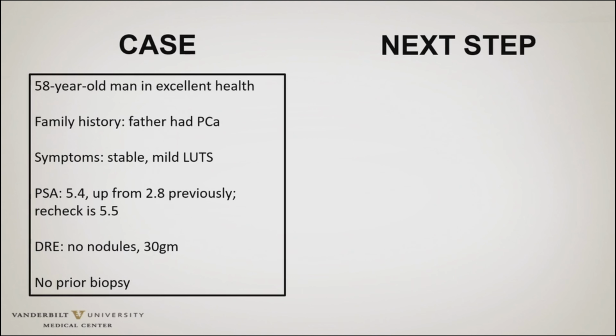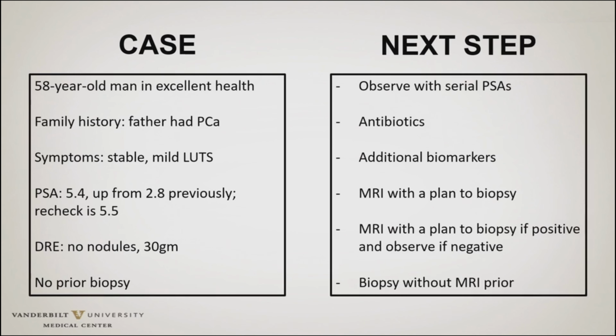Okay. A 58-year-old man in excellent health. His father had prostate cancer, non-lethal. He was treated. The patient has stable mild LUTS. His PSA bumped to 5.4, up from 2.8 previously. We rechecked it. Thank you, Dr. Egner. It was 5.5. Digital rectal exam, no nodules, about 30 grams, and no prior biopsy.